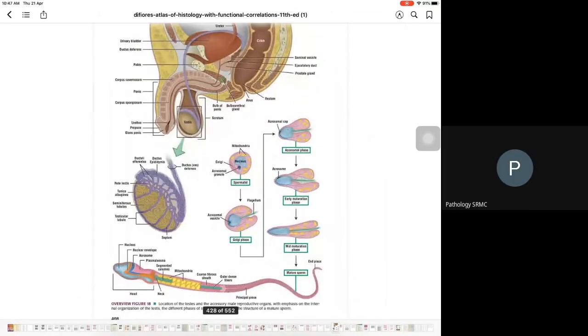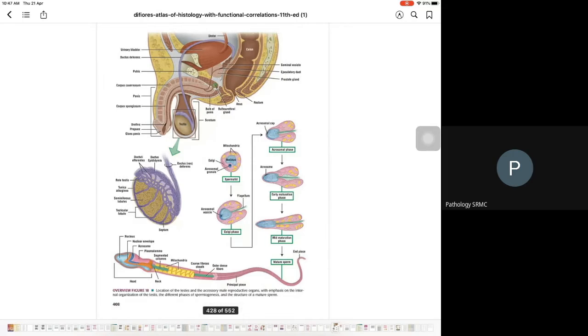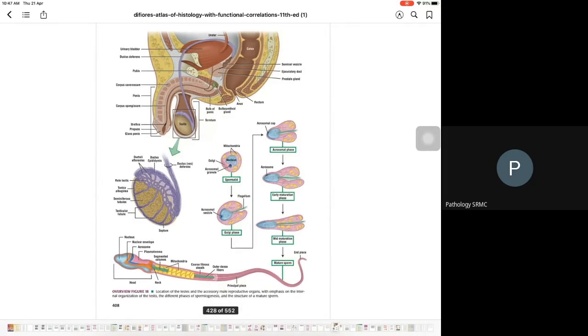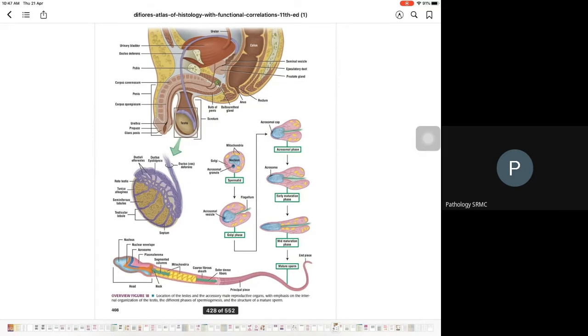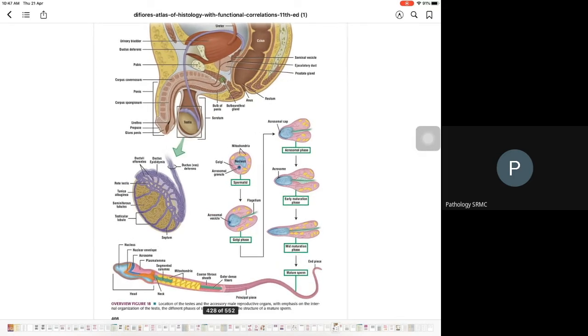Location of the testis and the accessory male reproductive organs, with emphasis on the internal organization of the testis, the different phases of spermiogenesis, and the structure of a mature sperm. So at the top here, there is a gross mid-sagittal section showing the ureter, urinary bladder, ductus deferens, pubis, corpus cavernosum, penis, corpus spongiosum, urethra, prepuce, glans penis, then the testis, scrotum, bulb of penis, bulbourethral gland, anus, rectum, prostate gland, ejaculatory duct, seminal vesicle, and colon.